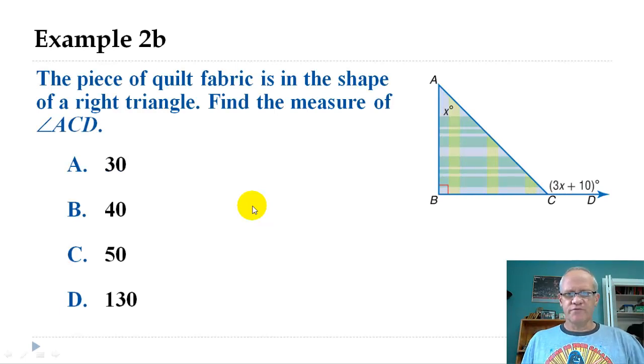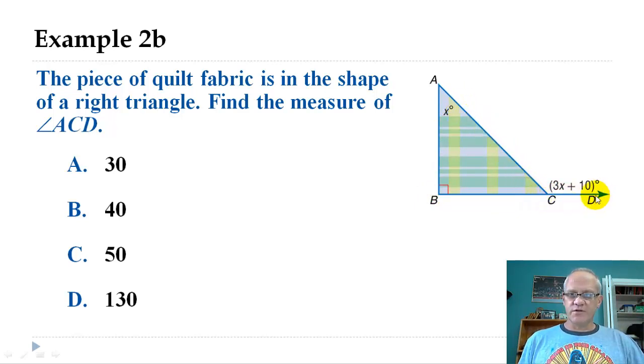All right, quilt fabric. I guess that's why it has that plaid pattern. Okay, it's in the shape of a right triangle. So we have a right triangle here. Notice this is 90 degrees, this is x. We want to find the measure of ACD. Okay, so here's ACD out here.